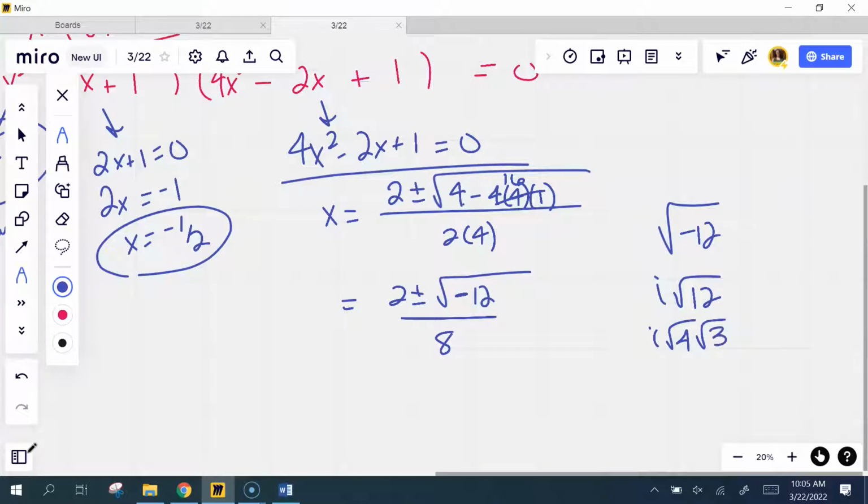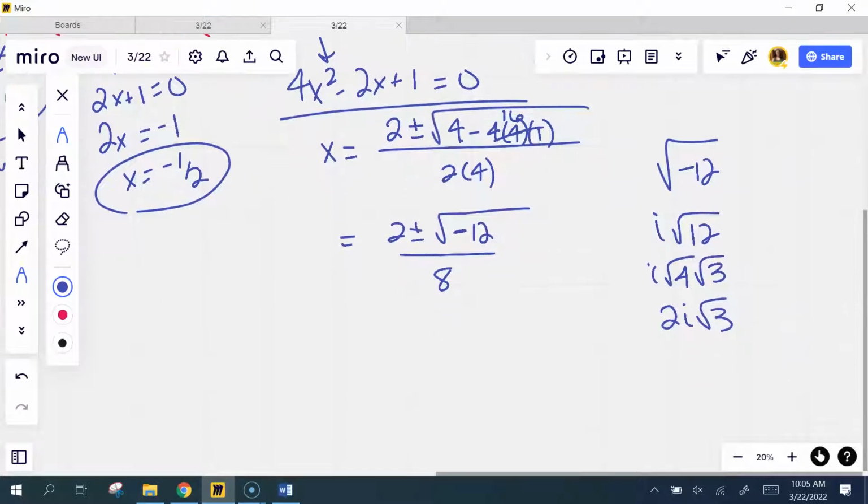What's the square root of 4? 2. So this becomes 2i times the square root of 3.